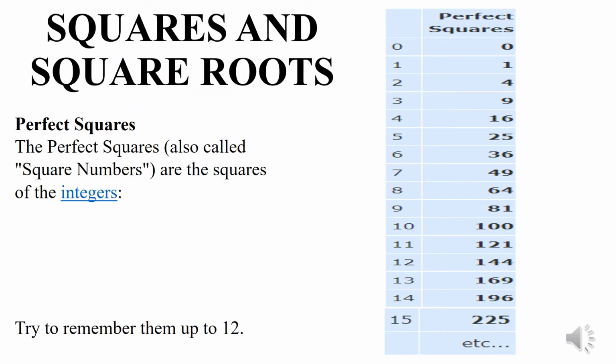Perfect squares. The perfect squares, also called square numbers, are the squares of the integers. 0 squared is 0, 1 squared is 1, 2 squared is 4, 3 squared is 9, 4 squared is 16, 5 squared is 25, 6 squared is 36, 7 squared is 49, 8 squared is 64, 9 squared is 81, 10 squared is 100, 11 squared is 121, 12 squared is 144, 13 squared is 169, 14 squared is 196, 15 squared is 225, and so on.